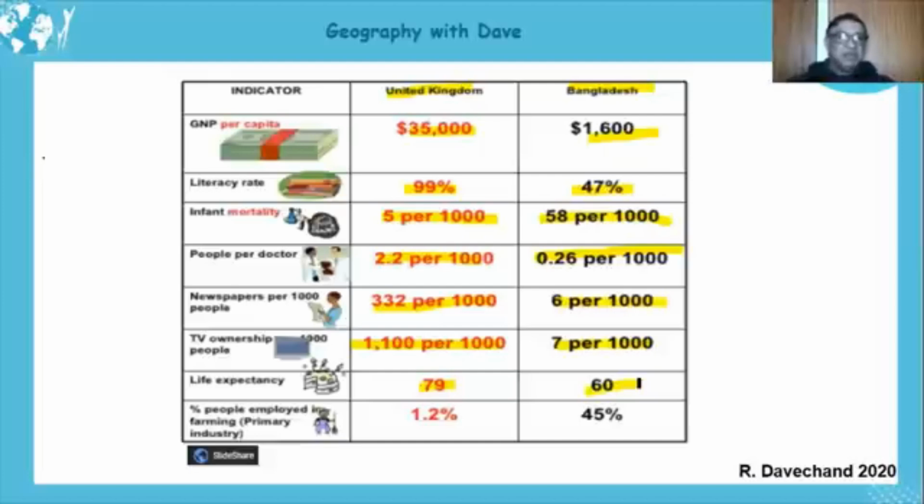Look at this. People employed in the primary sector, in farming, 1.2%. Now look at here, 45%. So let alone farming only, we have 45% involved. It just gives you an idea how development will be affected. If we look at these statistics that were given to us here, it's a massive, massive difference, learners. I thought I'll bring that to your attention.